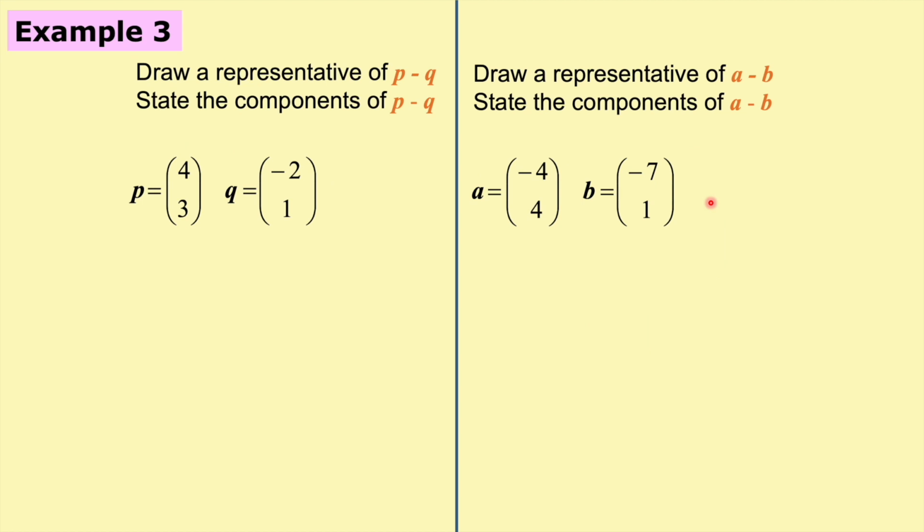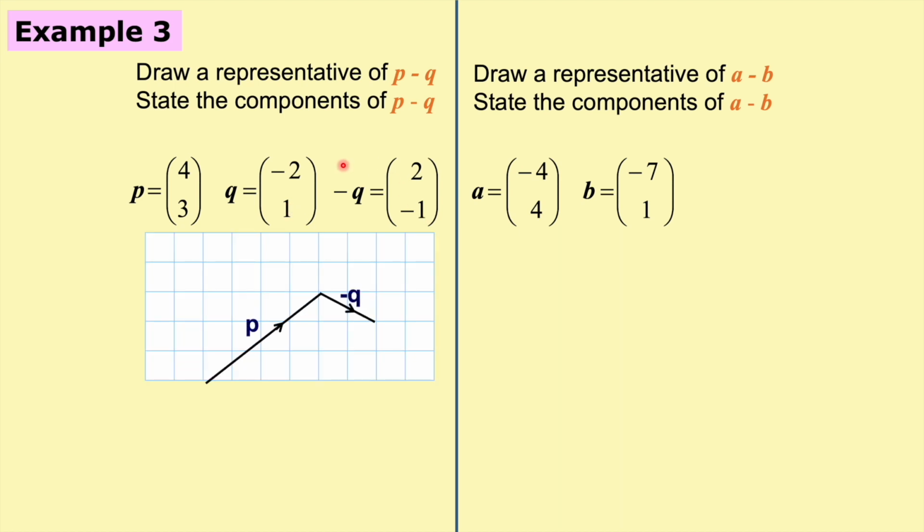Okay, let's look at this third example, and then I would like you to try this one once we've spoken through this first example. So we're drawing the representative, so the directed line segments again, and the resultant vector of P subtract Q, and then we're going to state our components. So let's start by finding the negative of Q. So swapping out our signs, negative 2 becomes plus 2, 1 becomes negative 1.